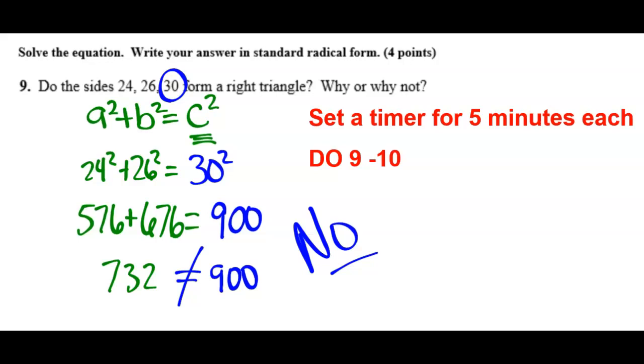Okay, algebra. You should have got the answer no here. If you had plugged your numbers in correctly, A and B would have been 24 and 26. C has to be 30 because 30 is the largest of the 3 numbers. So then I work down, remember? 24 squared is 576. 26 squared is 676. Add those together to get 732.